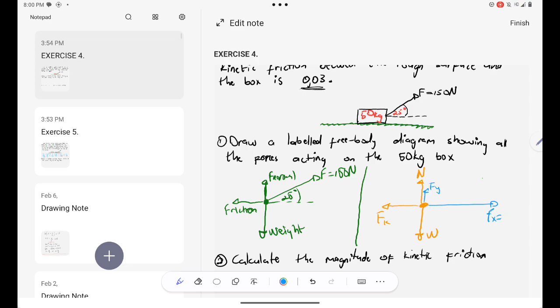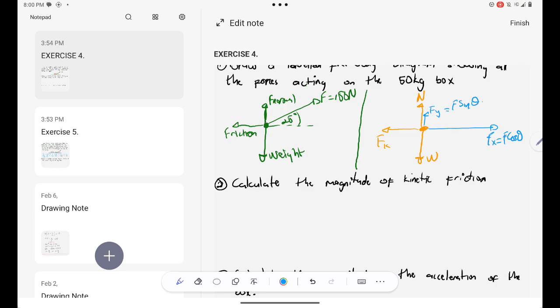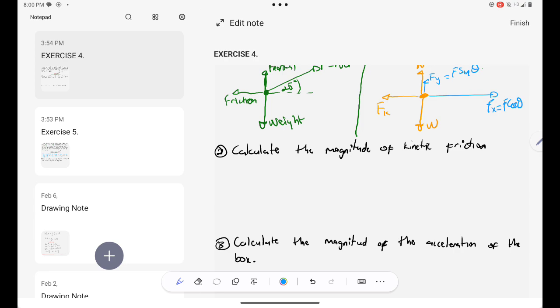Horizontal component is the force in question multiplied by cos theta, where theta is equal to the angle of inclination between the force in question and the horizontal surface. Same thing applies with the vertical component. It's the force in question multiplied by sine theta, where theta is the angle of inclination between the force and the rough surface. Are you together? Okay, so now they want us to calculate the magnitude of the kinetic friction. Remember that, guys, kinetic friction is equal to mu k multiplied by normal force.